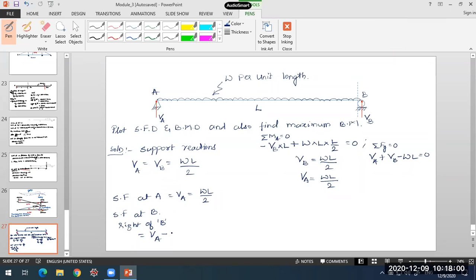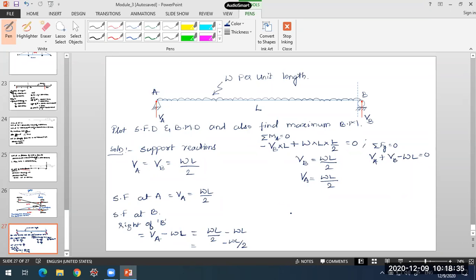What is the total UDL? W into the length of the UDL, minus W into L. So this will be the shear force over here, which is equal to WL by 2 minus W into L. This gives the shear force at B as minus WL by 2.